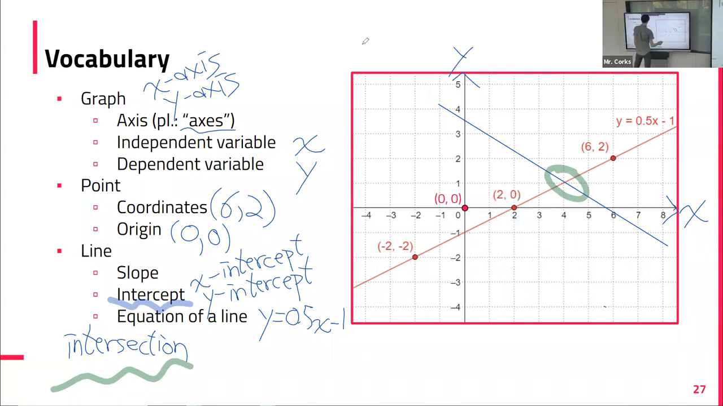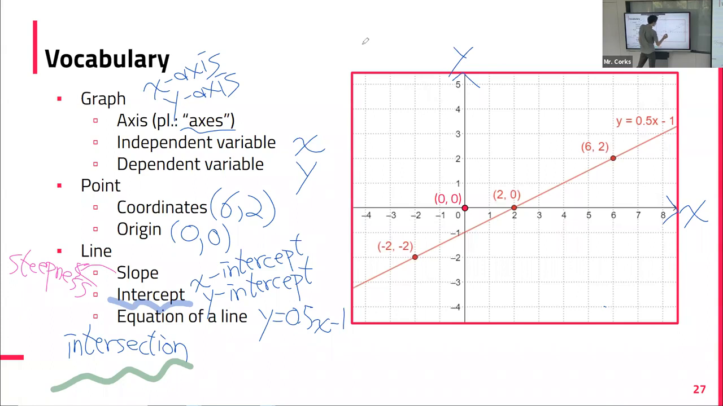If I were to write one word for this, it would be the steepness of a line. How steep is it? Does it go up a little bit? Does it go up very slowly? Does it go up very quickly? Does it go down perhaps?